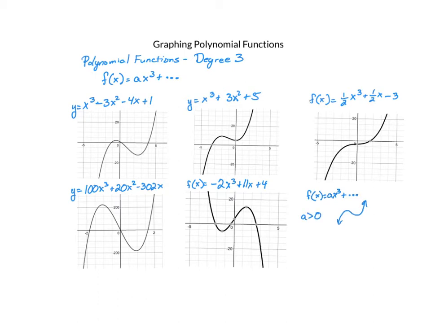Notice the only one where the leading coefficient was negative was the last one. Right here, the leading coefficient was -2, and notice it looks like this. And this is true in general. If a is negative, it's going to start up here and go down this direction.